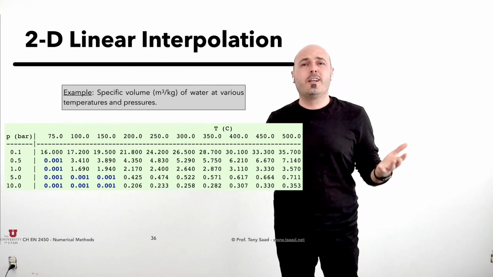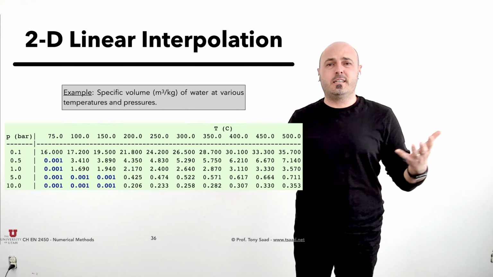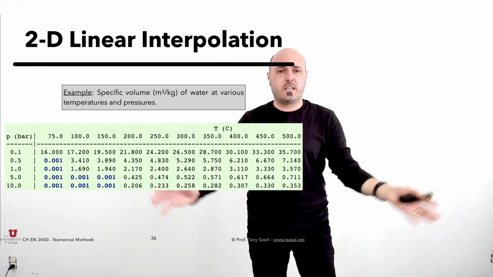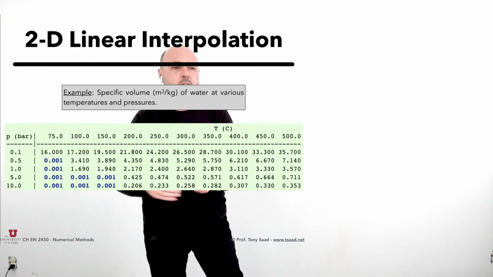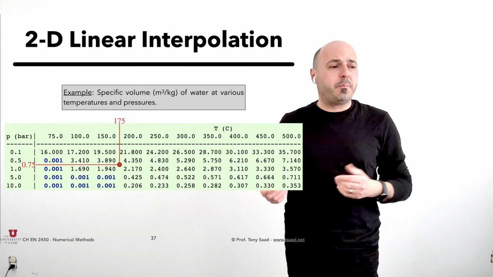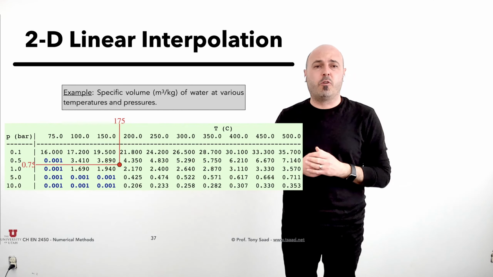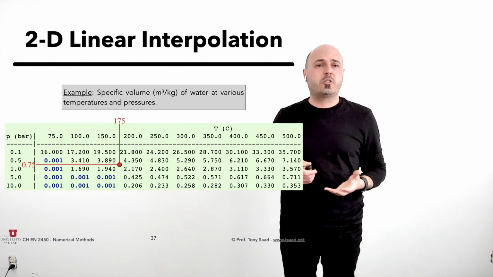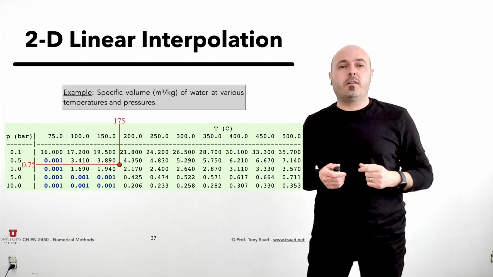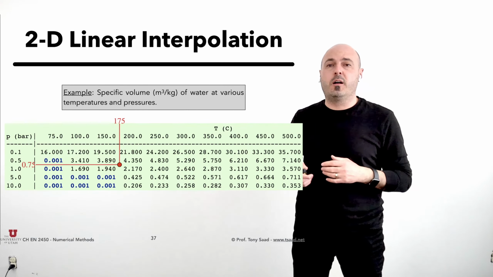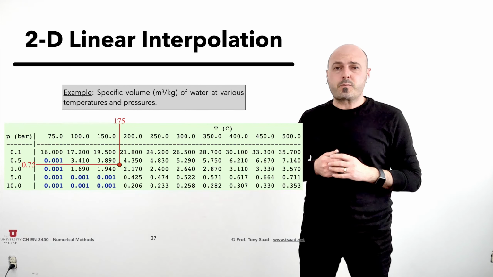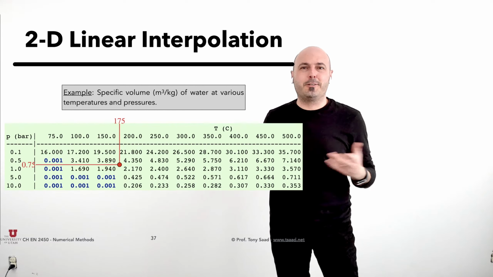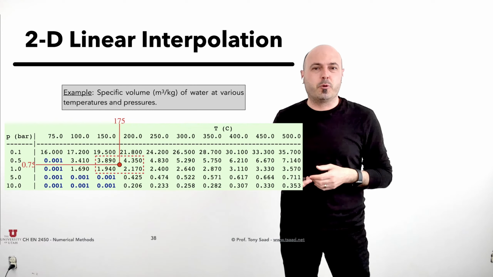So think of these as your X and Y independent variables, and then you're looking at the quantity called specific volume, which is given in this table over here. Now, suppose you want to find the specific volume of water at 0.75 bar for the pressure and 175 Celsius. So you've got these 4 points surrounding it. You want to do some form of interpolation.